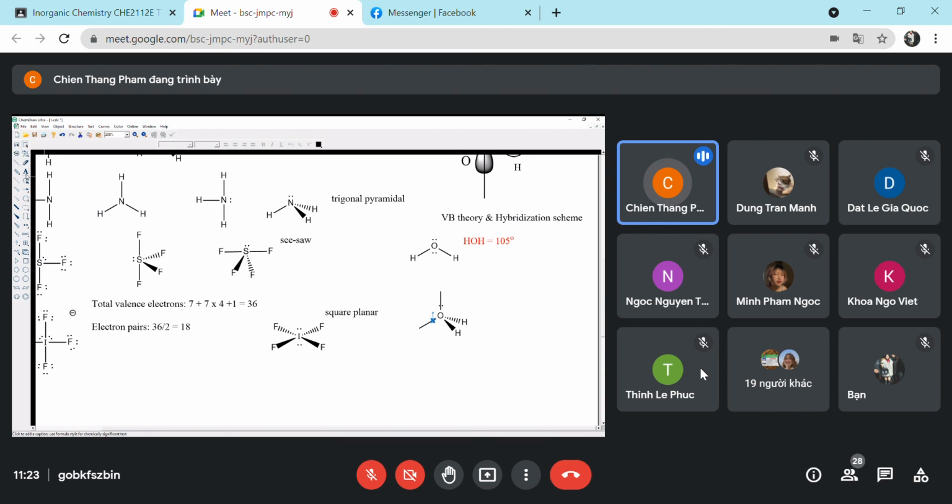So we can make the mix between the 1s orbital, and when we mix with 3p orbitals.